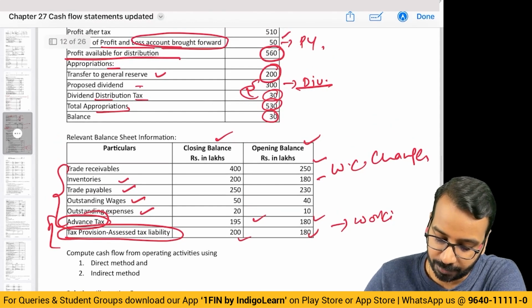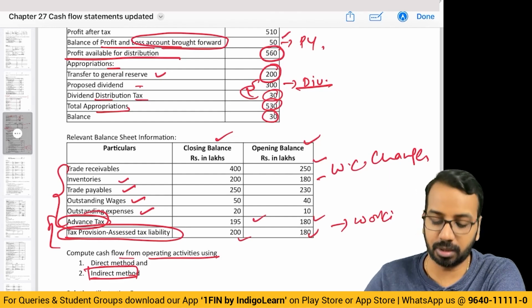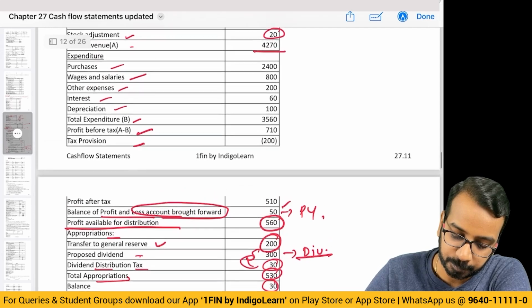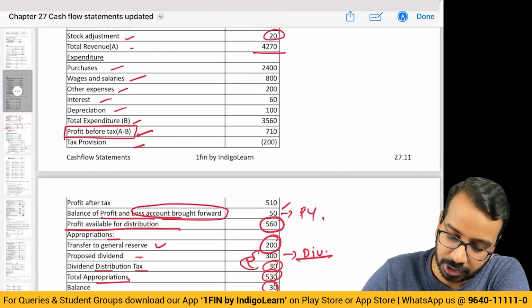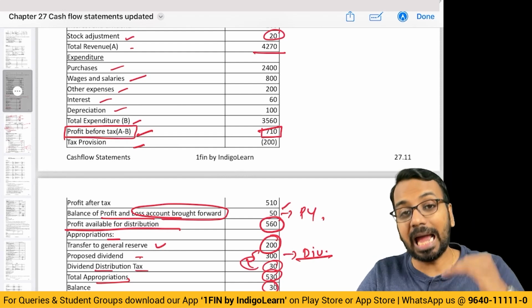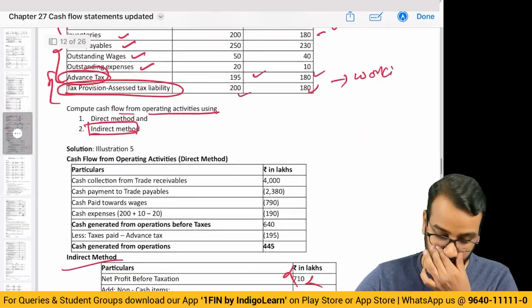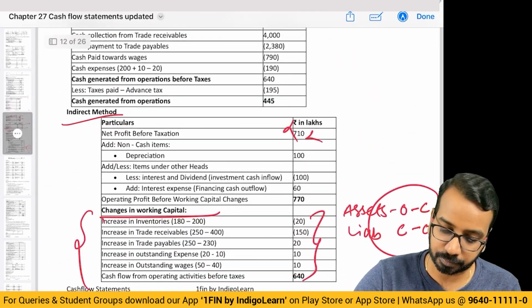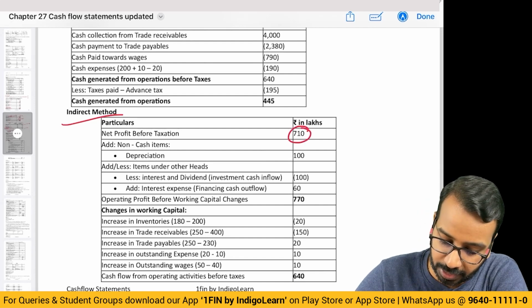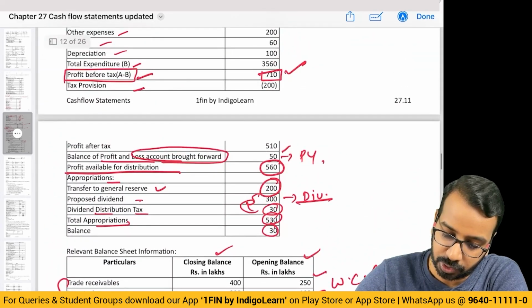Now we are required to prepare cash flow from operating activities using the direct and indirect methods. First we will do the indirect method. For the indirect method, I have told you that we should start from profit before tax for the year, that is 710. If you have profit after tax, you will add back the provision for tax and come to profit before tax. Please keep this in mind. So we will start with profit before taxation of 710. This number comes from your P&L here.